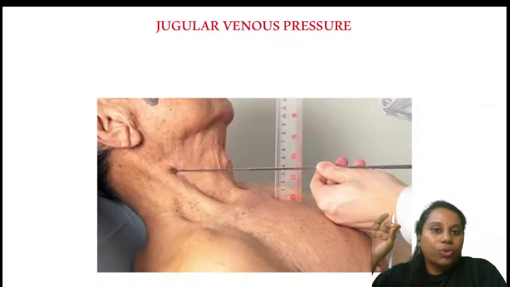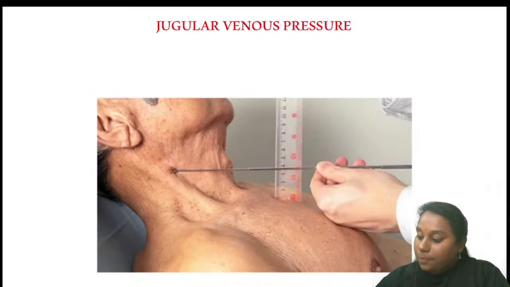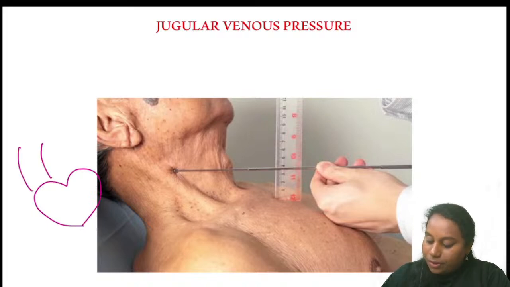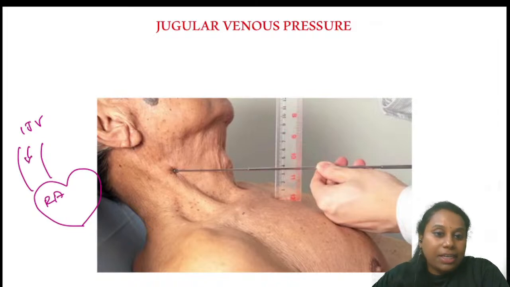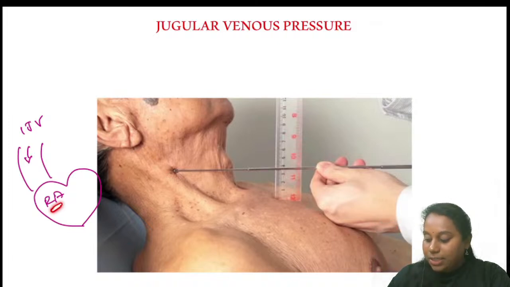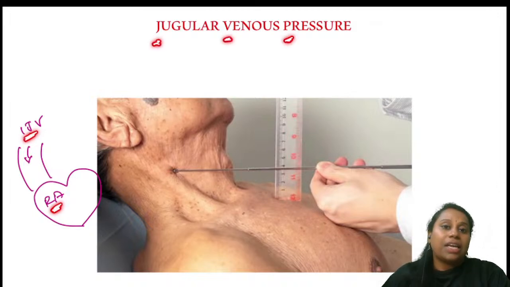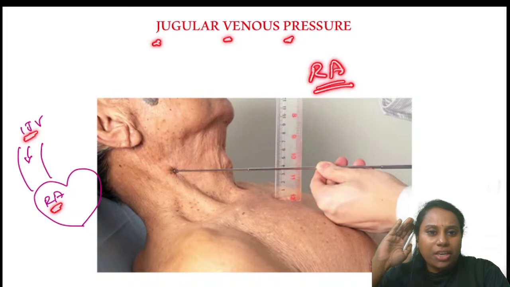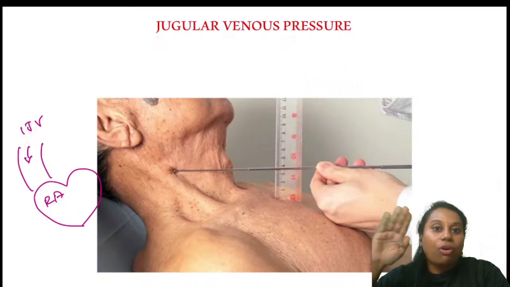What is JVP? Jugular venous pressure or jugular venous pulse. The jugular veins directly drain into the right atrium. The internal jugular vein directly drains into the right atrium. If you want to measure the pressure in the right atrium, an indirect method is measuring the pressure in the internal jugular vein. So jugular venous pressure is an indirect measure of right atrial pressure.